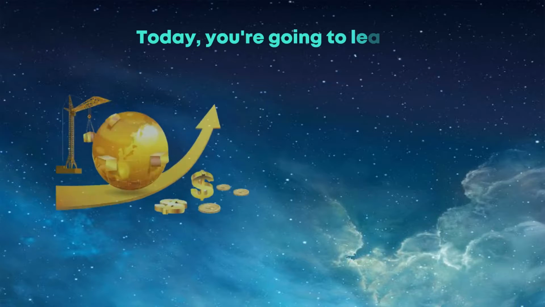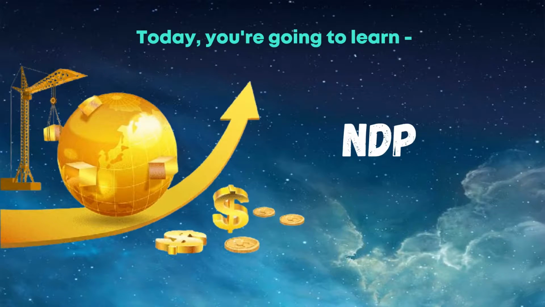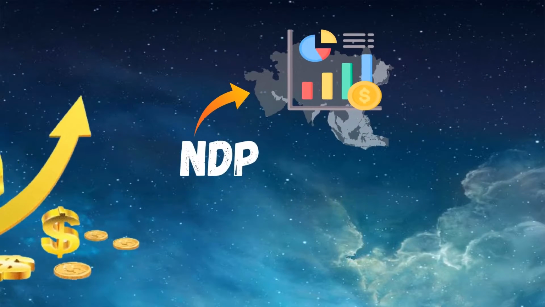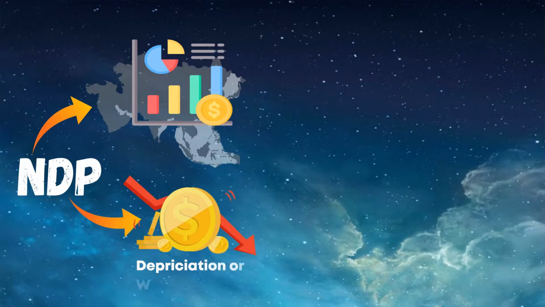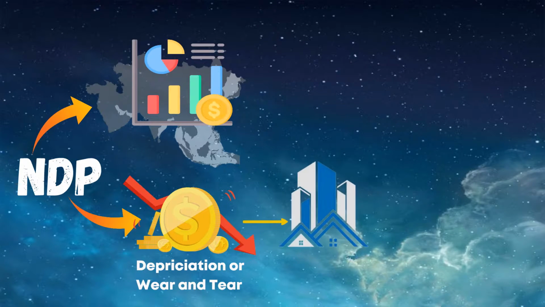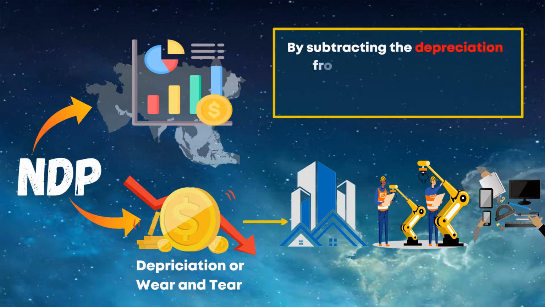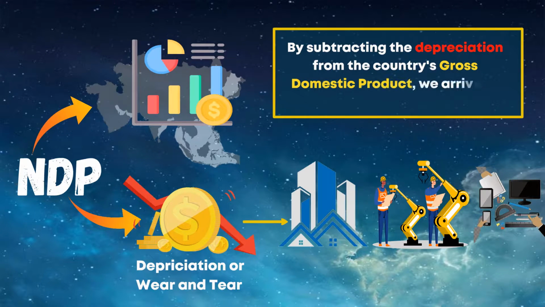Today, you are going to learn NDP. NDP stands for Net Domestic Product, which is a measure of a country's economic output. This measure takes into account the depreciation or wear and tear on the country's capital stock, which includes things like buildings, machinery, and equipment. By subtracting the depreciation from the country's gross domestic product, we arrive at the net domestic product, which gives a more accurate picture of the country's economic performance.